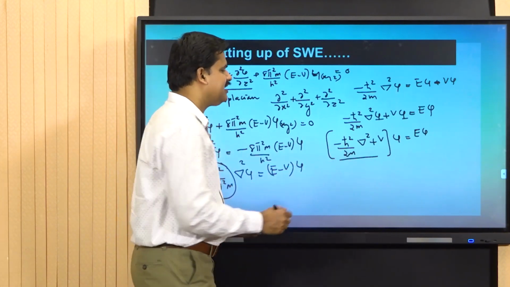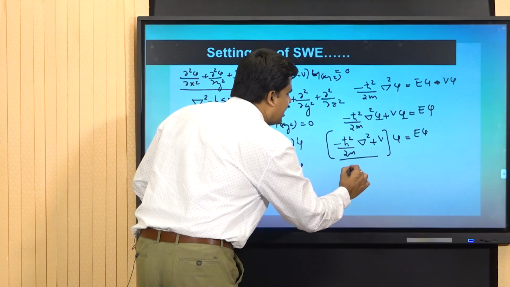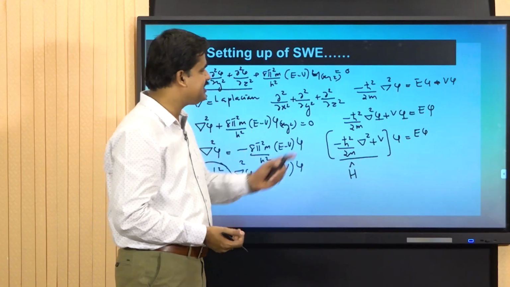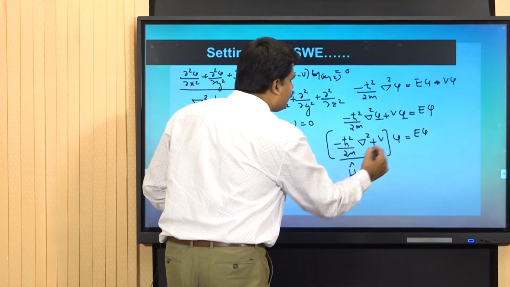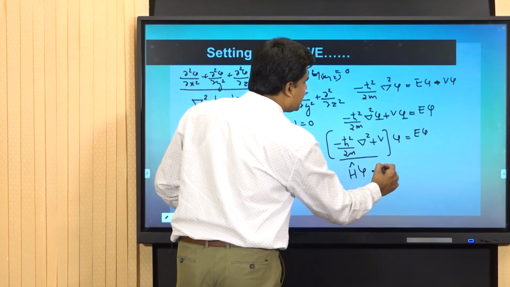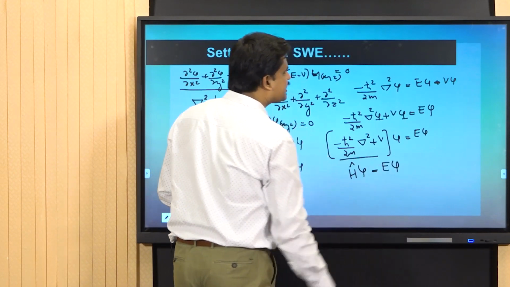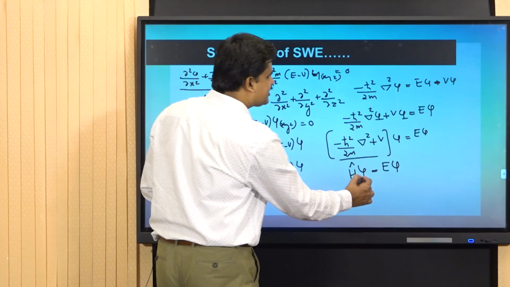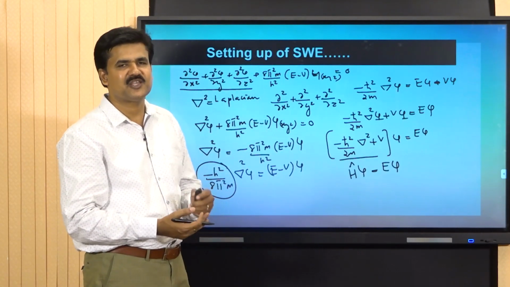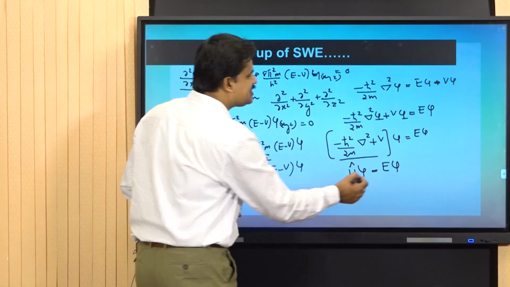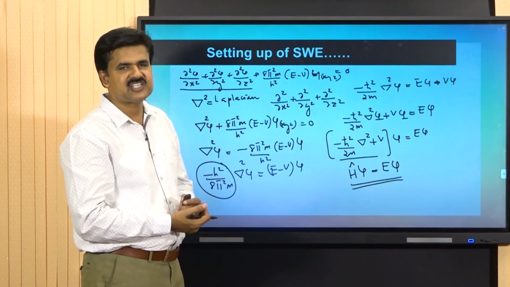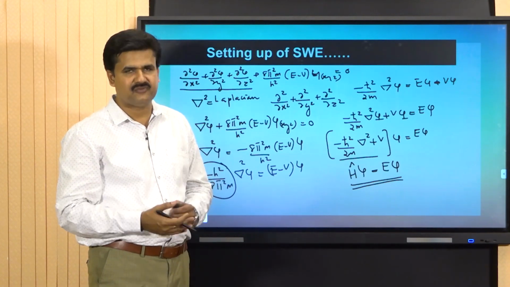This bracket is nothing but H hat or the Hamiltonian operator. That is, H hat psi is equal to energy into psi. H hat psi of x, y, z is equal to energy into psi of x, y, z. This is the time independent Schrodinger wave equation in its simplified form.